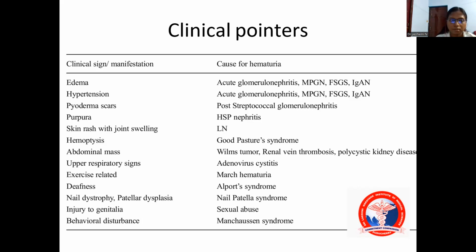When you have an abdominal mass, you know you have to think of a tumor or a renal vein thrombosis or a polycystic kidney. Upper respiratory signs, think of adenovirus cystitis. Okay, so that time you will have conjunctivitis with hematuria. Exercise-related, think of March hematuria. Deafness, Alports. Nail dystrophy, patellar dysplasia, nail-patella syndrome. Injury to genitals, think of sexual abuse. Always don't forget to think of sexual abuse when you find some injury in that area, which can cause hematuria. Okay, behavioral disturbances, Munchausen syndrome.